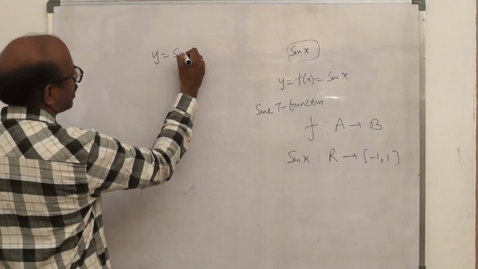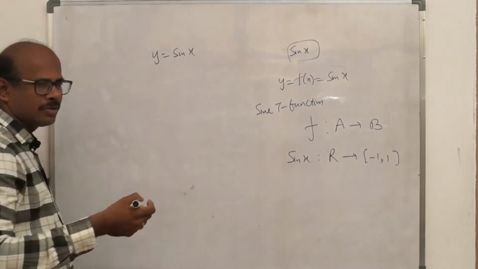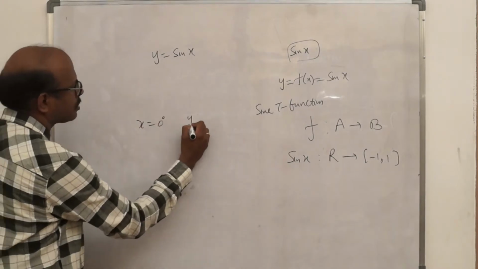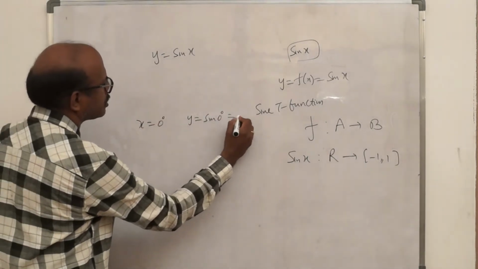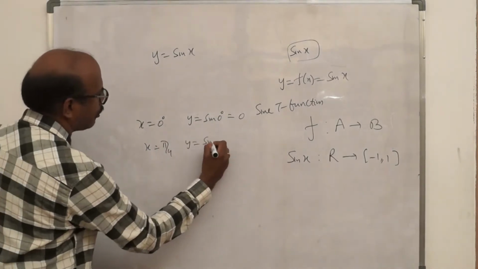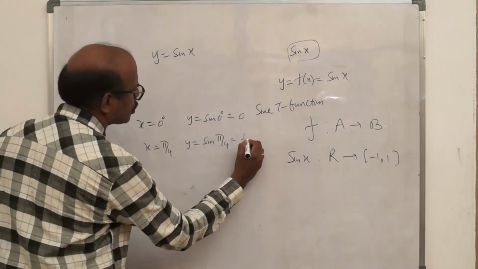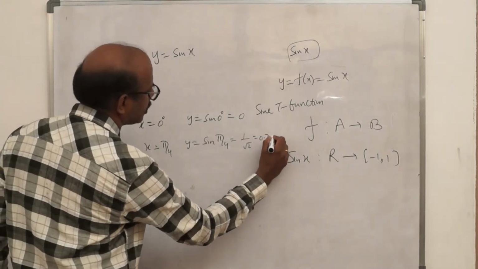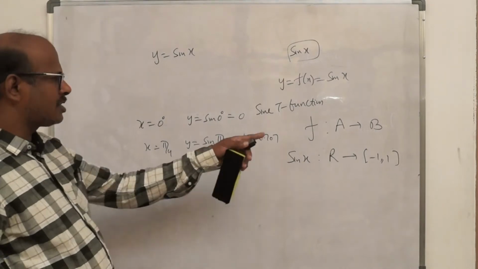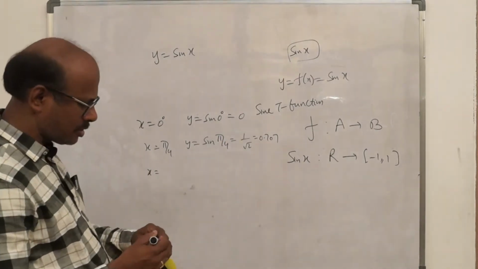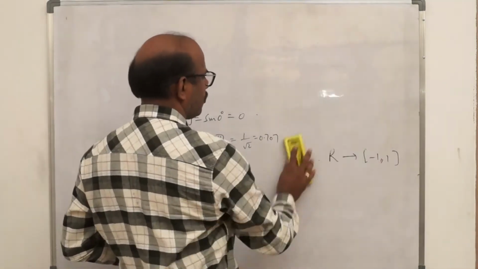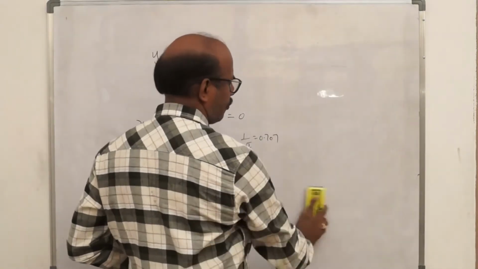y equal to sin x. By choosing x values, you are getting y values. Suppose x is 0 degrees, y equals sin 0 degrees, which is 0. If I put x as 45, sin 45 is 1 by root 2, which is 0.707.